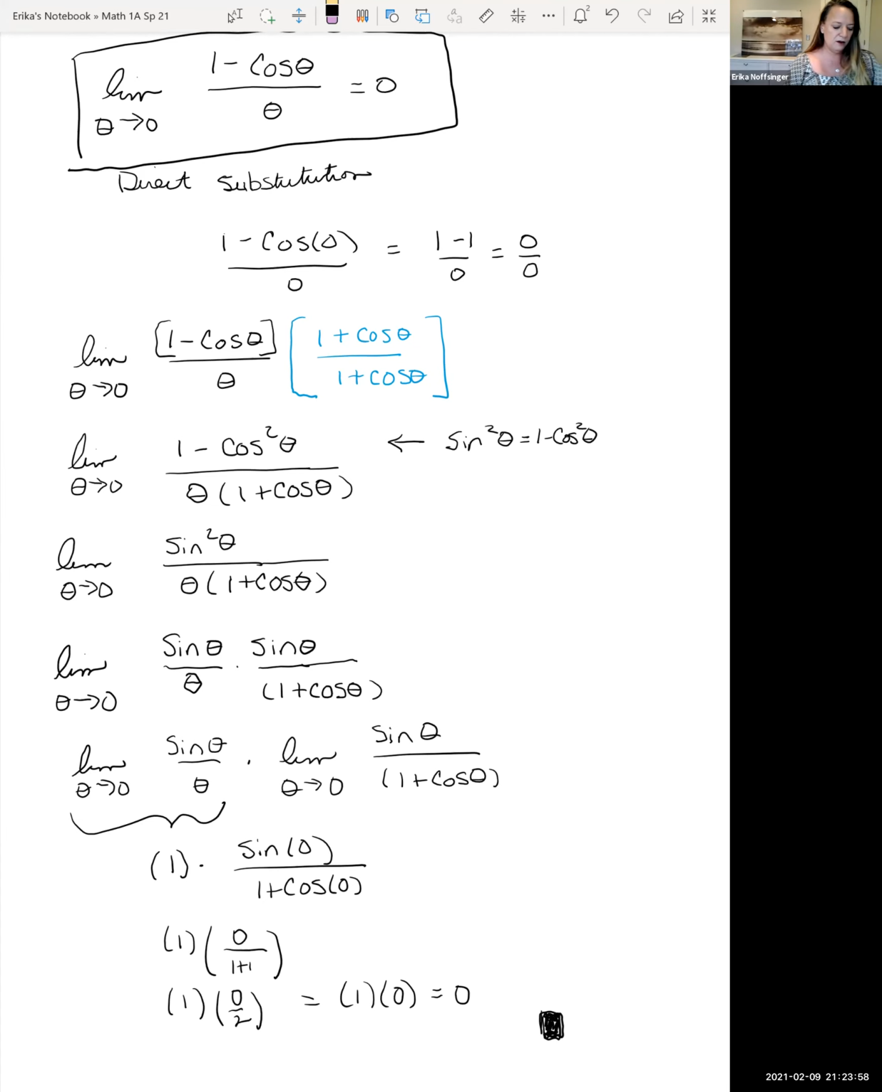So now that we know those couple of limits of trigonometric functions, it will make it easier when we're trying to find limits of trig functions, if we can manipulate them to get into these forms that we know.